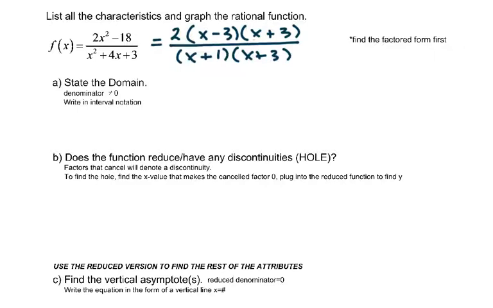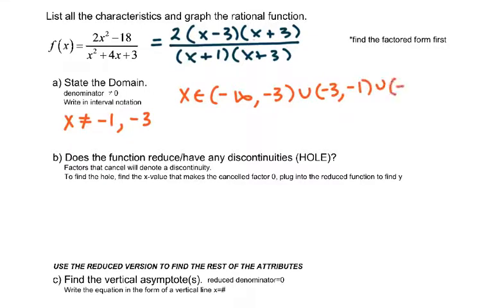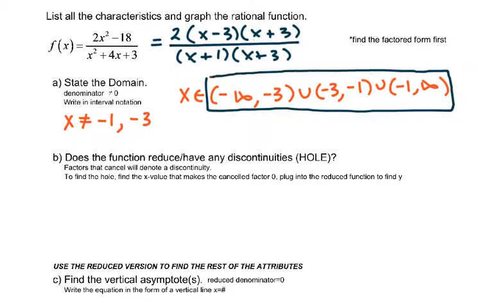So we're going to run through stating all of these attributes. The first thing is the domain, and when we think about the domain, what we know is the denominator can't be 0. So we don't want to cancel anything yet because I have 2 factors in the denominator, and neither of those are allowed to equal 0. So here we're going to say that x cannot equal -1 or -3. Writing that in interval notation, that would be -infinity to -3, union -3 to -1, union -1 to positive infinity. So that is my domain here.